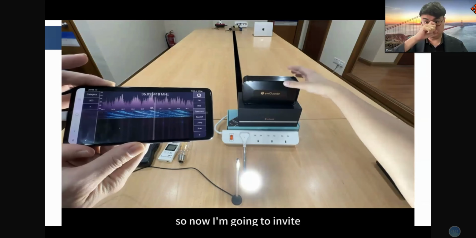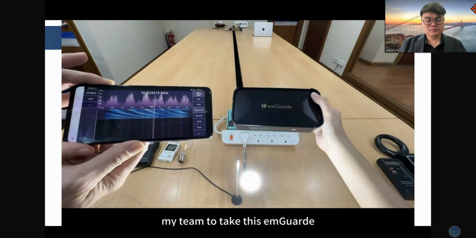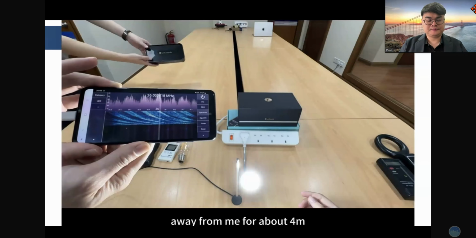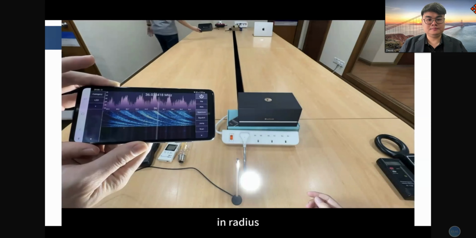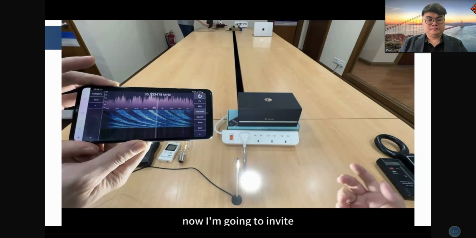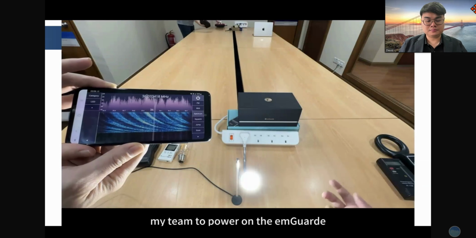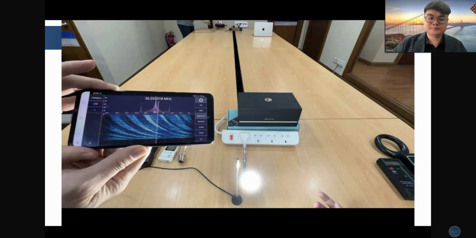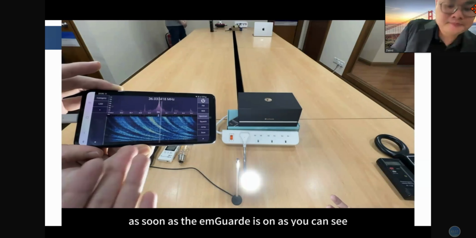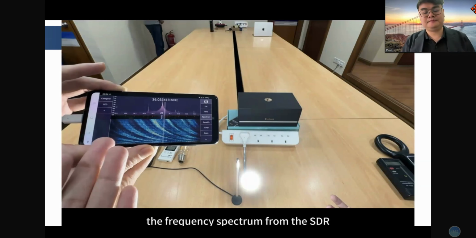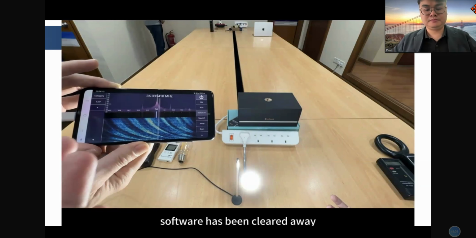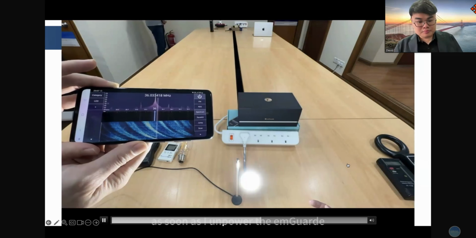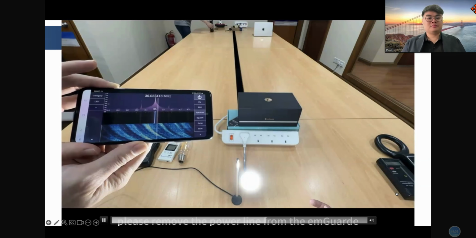Okay, so now I'm going to invite my team to take this emGuarde away from me for about 4 meters in radius. Okay, now I'm going to invite my team to power on the emGuarde. Just plug the USB-C, leave it on the table. Now, as soon as the emGuarde is on, as you can see, the frequency spectrum from the SDR software has been cleared away. Okay. Now, please remove the power line from the emGuarde, just unplug.